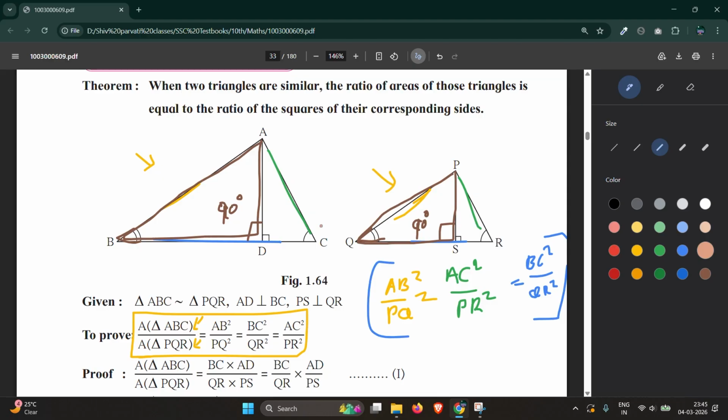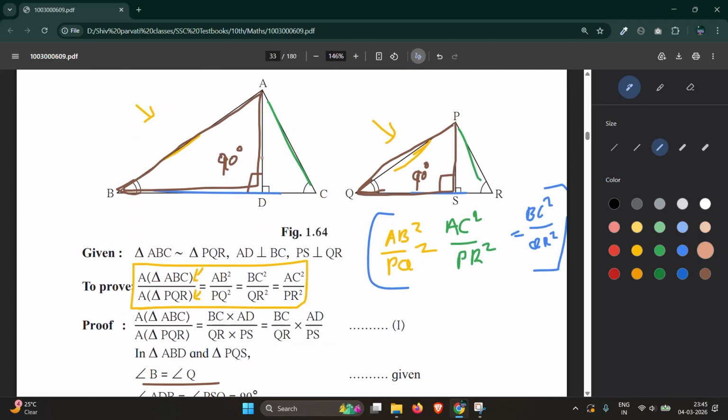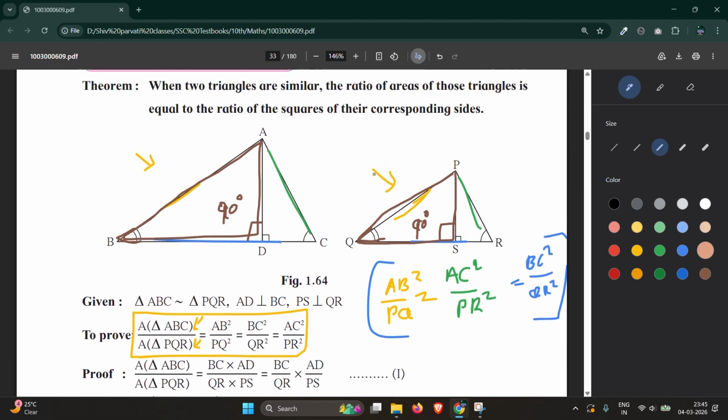We are trying to prove that the ratio of the areas of these two triangles can be written as the ratio of the squares of the corresponding sides. What we are given is that these two triangles are similar. So the first thing that we do is use the angle test, using one of the internal angles and this 90-degree angle, and prove that these inner two triangles are also similar.